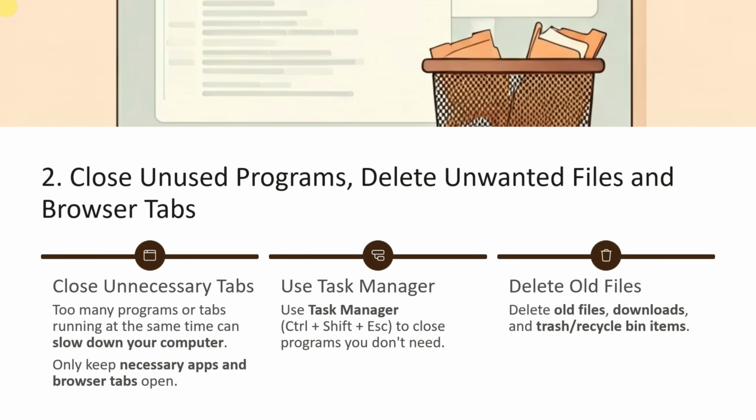Second point is you have to close unused programs, delete unwanted files and browser tabs. Too many programs or too many browser tabs running at the same time can slow down your computer. So only keep necessary apps and browser tabs open. You have to use Task Manager to close programs that you don't need. You have to delete old files, downloads and trash or recycle bin items.